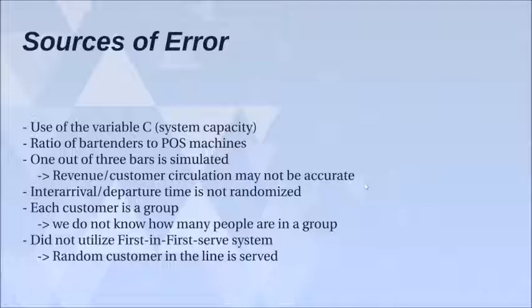Another issue that we might have had is that inter-arrival and departure time is not completely randomized. We had 1 departure every 20 time units, which may not always be the case in real life. And when the customers are ordering a drink, we assume that each customer comes in a group, and we don't know exactly how many people are in a group, so we randomize that, which again may not be the case in real life.